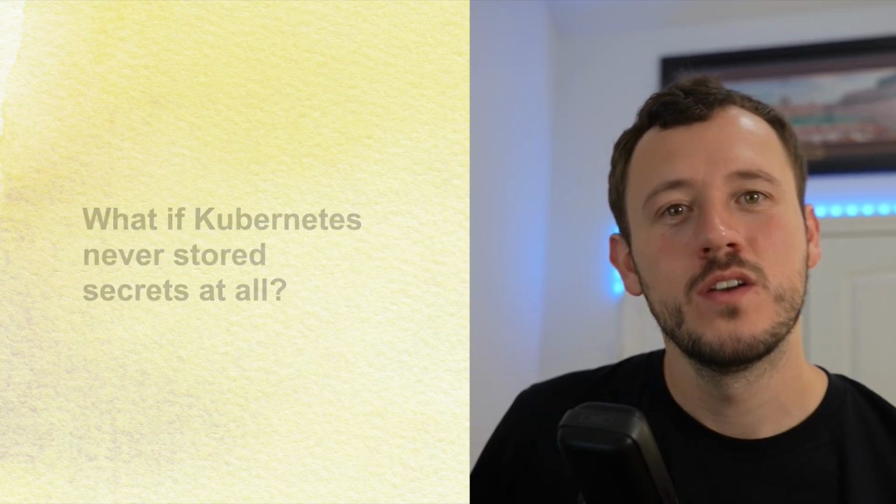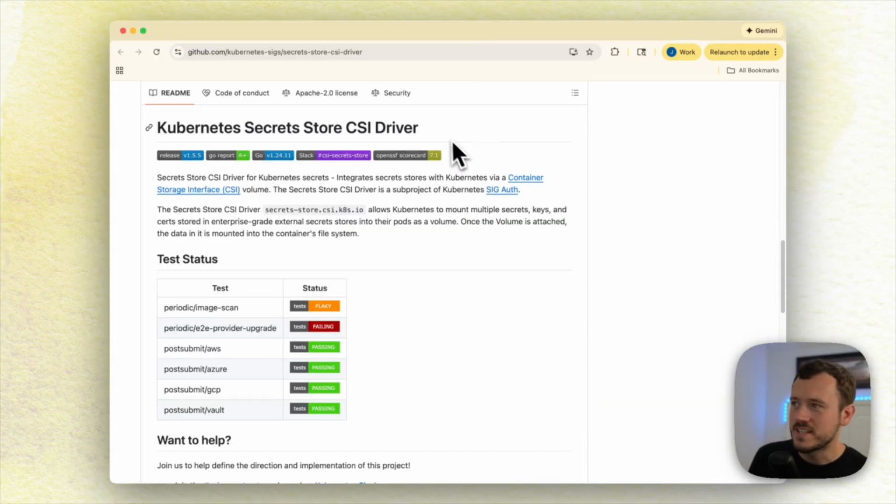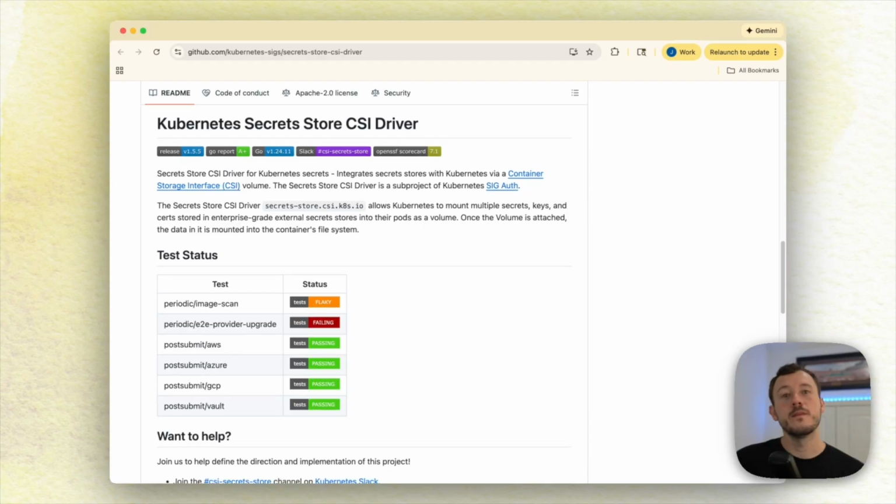There's an entirely different pattern that teams might choose. What if Kubernetes never stored secrets at all? That's where the secret store CSI driver comes in. Instead of syncing secrets into Kubernetes secret objects, CSI allows secrets to be directly mounted into pods as files at runtime. There are no Kubernetes secrets created and nothing stored in etcd. Secrets only exist inside the running pod. The mental model here is simple. Secrets are fetched when the pod starts and mounted like a volume. From the application's point of view, it's just reading files from disk, but Kubernetes never owns the secret lifecycle.